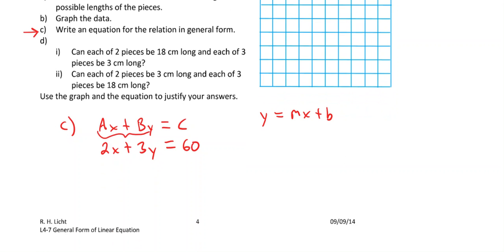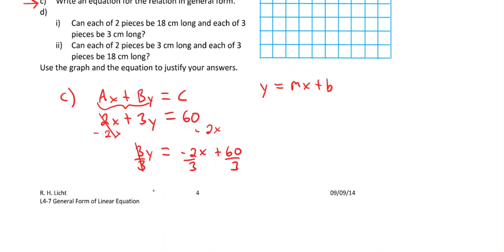So what I'm going to do here is just bring the 2x over. So minus 2x, minus 2x. So we've got 3y is equal to, I'm going to write the 2x out front. I like my x term to be first. So negative 2x plus 60. And then we're just going to divide everything by 3. So we get y is equal to negative 2 over 3x plus, and then 60 divided by 3 is 20.